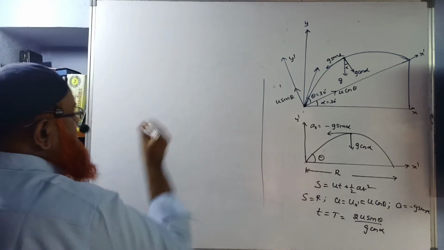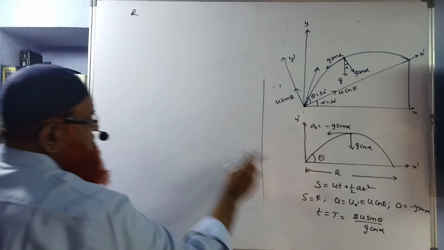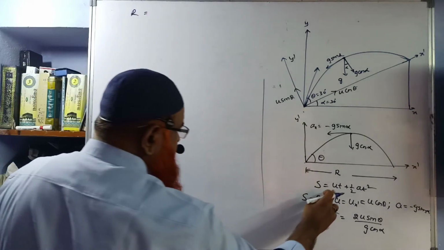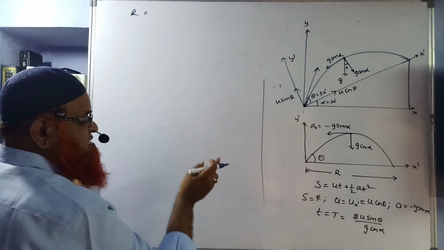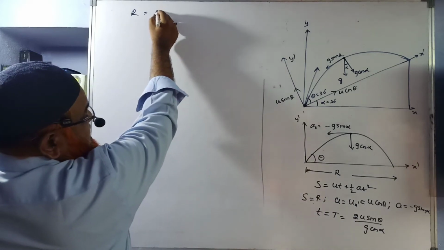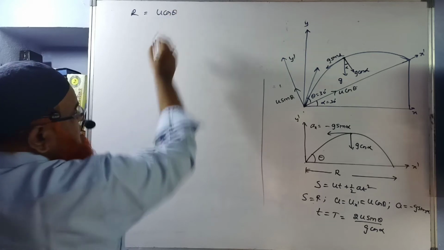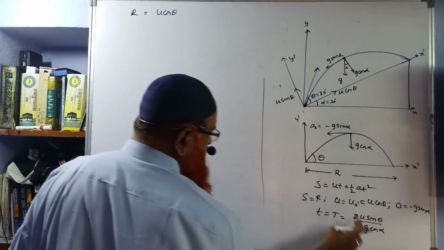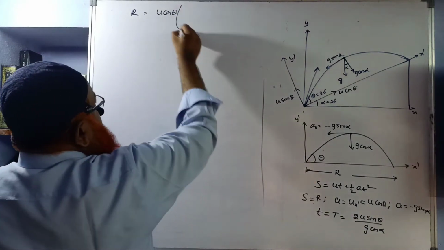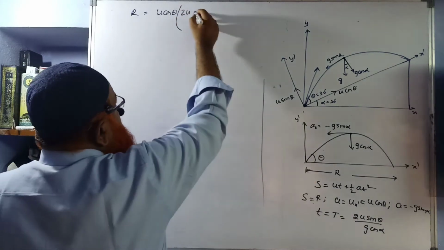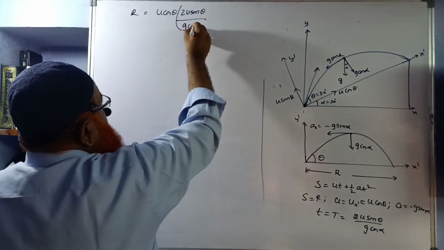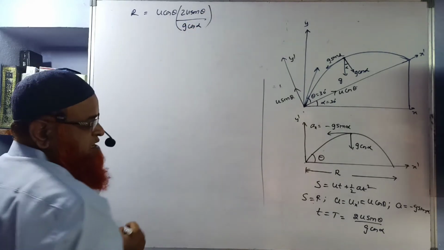So displacement, in the place of s, you are going to write R here. Then what are you going to get now? U is ux dash, which is considered as u cos theta here. So u cos theta into t. Instead of t, you are going to write all these things, that is 2u sin theta by g cos alpha, you are going to write here.